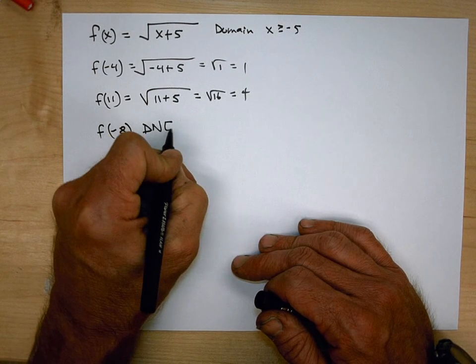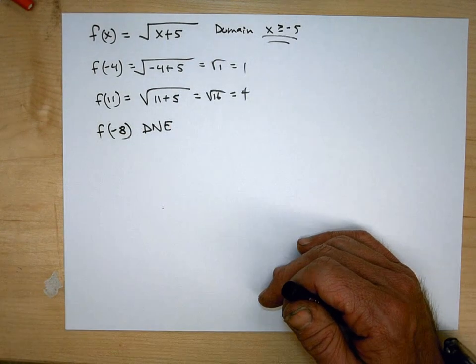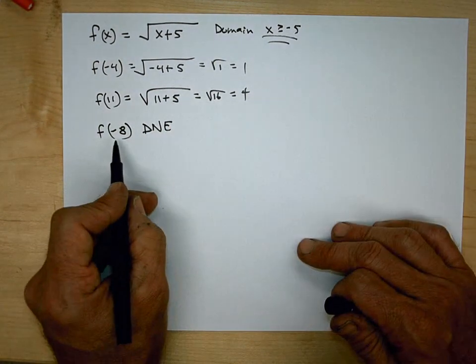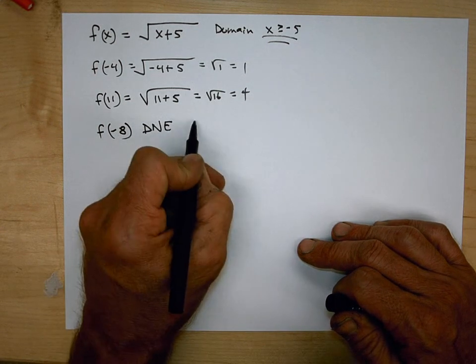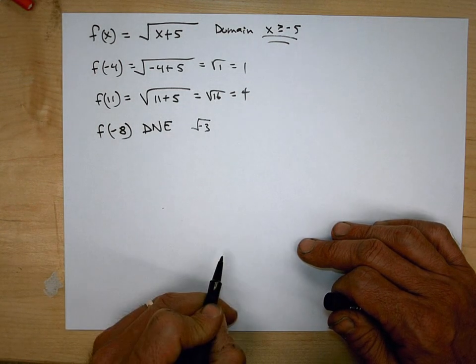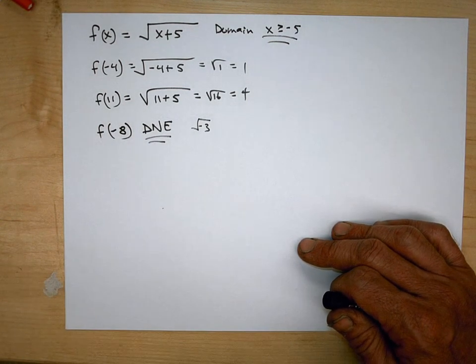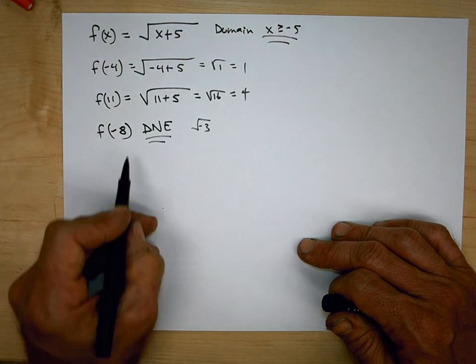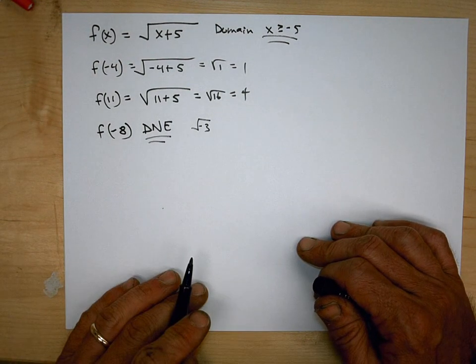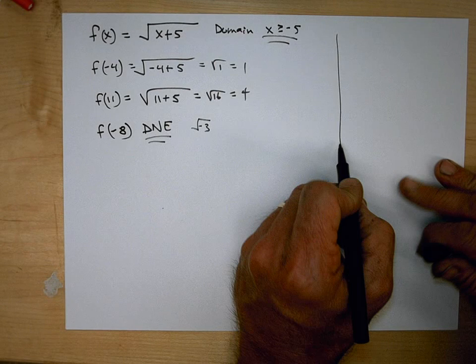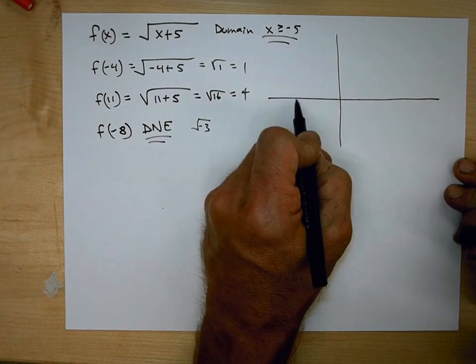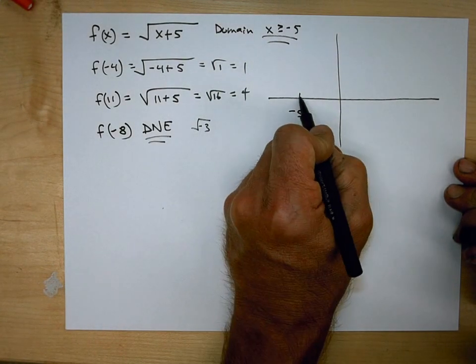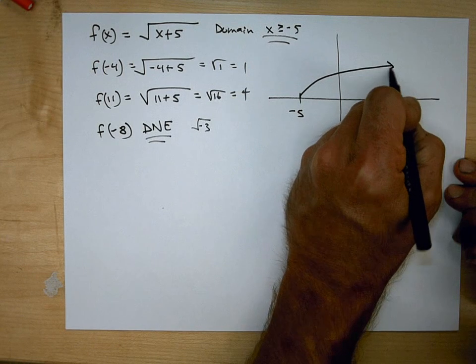DNE, does not exist. Remember, the domain has to be greater than or equal to -5. If I put in -8, I end up with the square root of negative 3. That is not a real number, so we say that the function does not exist at that value of x. Graphically, we could see that this is going to go down to negative 5 here.